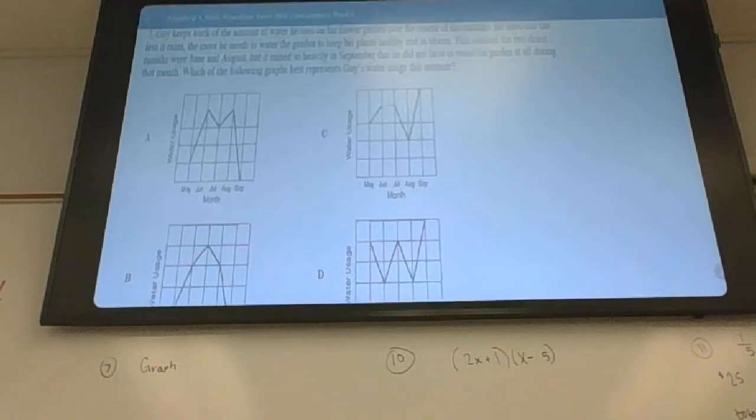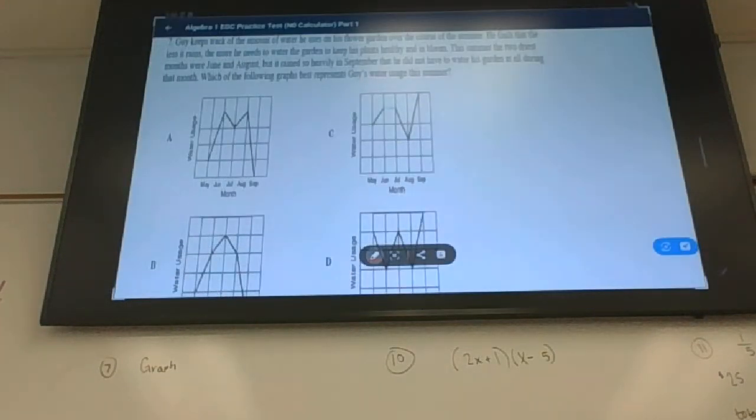I'd make a note on here, and it's too bad that you don't have a paper-based text. It's harder to make notes, isn't it? But so dry months, June and August. I would make a note that June and August need more water because they're the driest months. It rained heavily in September.